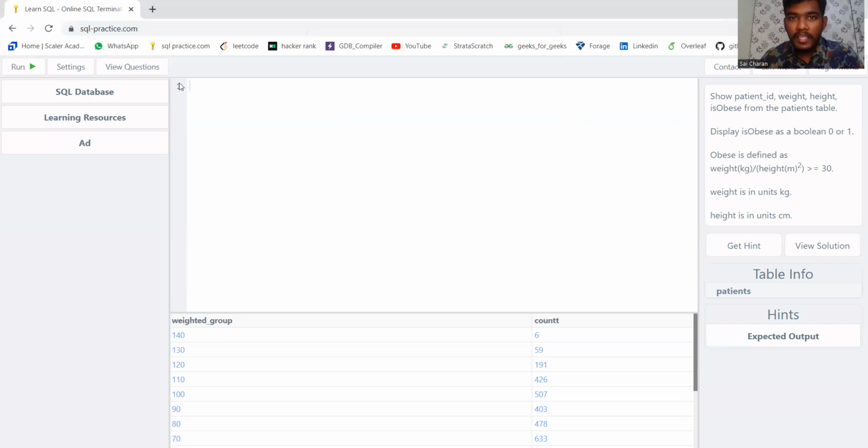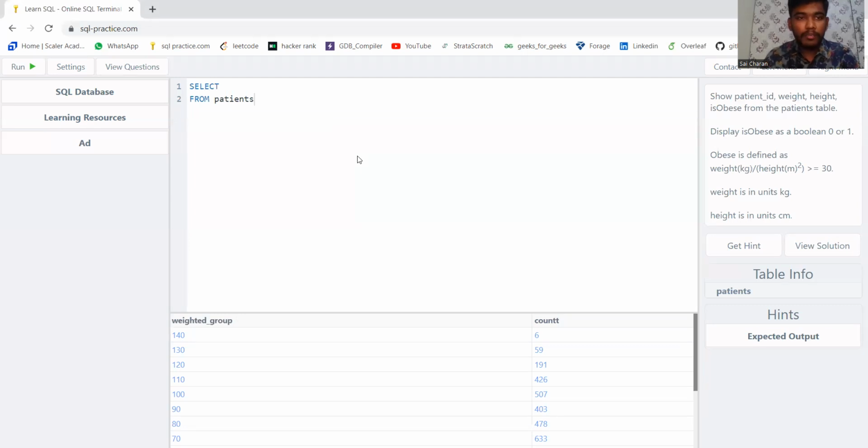Here the question is: show patient ID, weight, height, is obese from the patients table. They have given certain columns in the patients table. We need to know if the patient is obese or not. So select from the patients table.